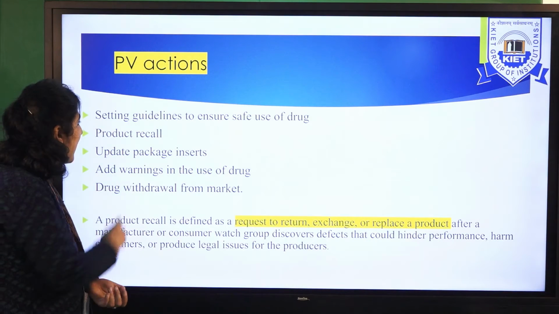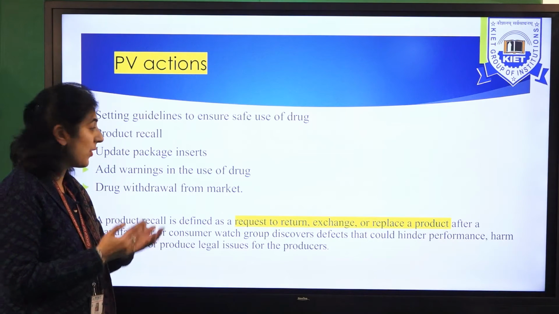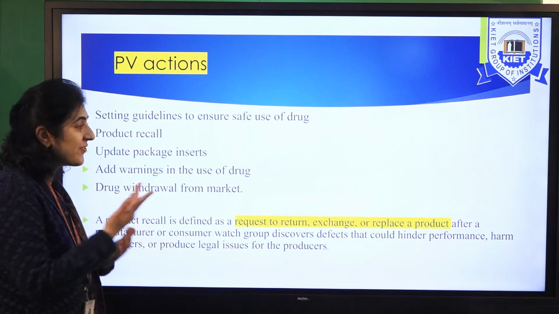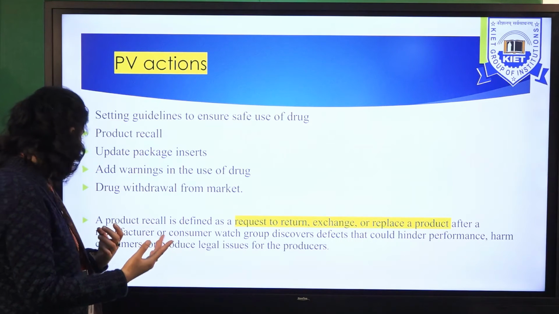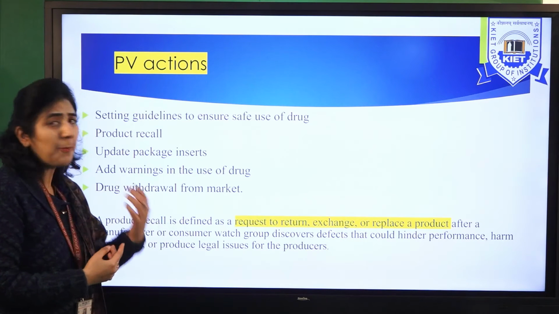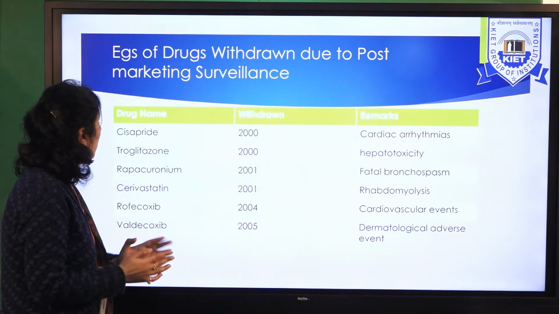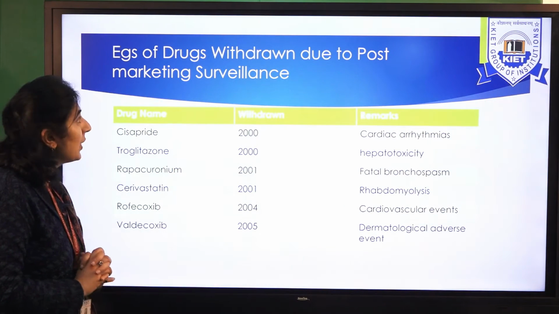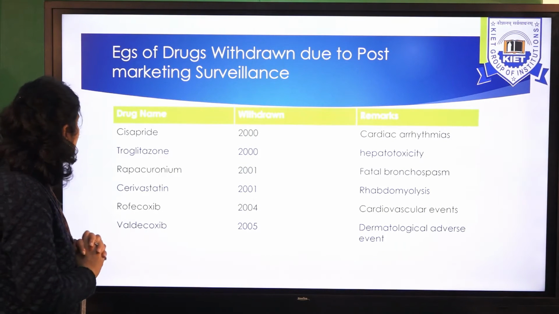So normally when we say a product is being recalled, what does it mean? It means there's a request to return, exchange or replace a product after the manufacturer discovers that there are some defects in its product that can hinder performance, that can produce harm to the customers or produce legal issues for the producers. So as I told you, I'll be telling you the examples of the drugs which are withdrawn due to this post-marketing surveillance, which we call pharmacovigilance.